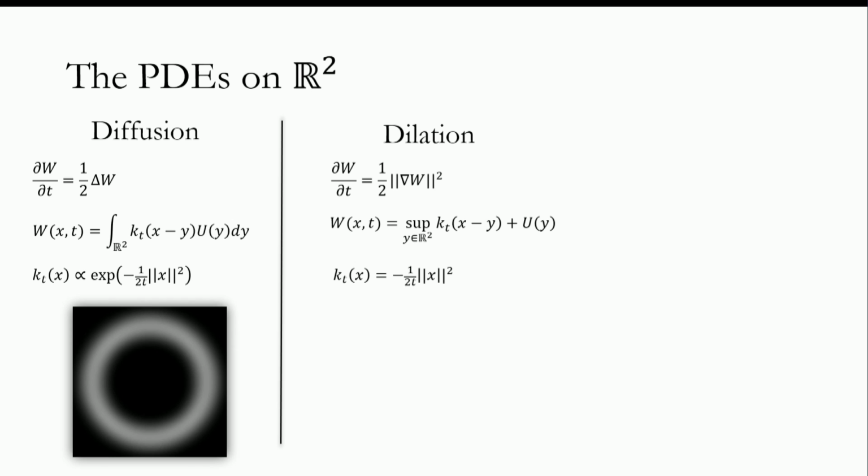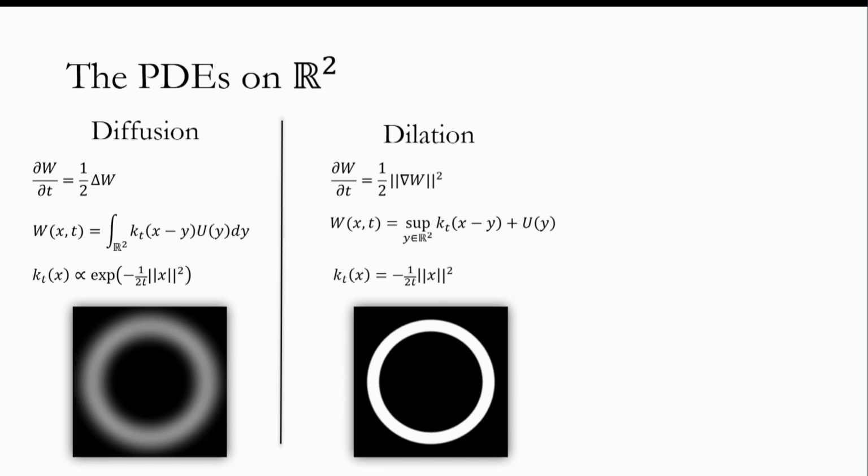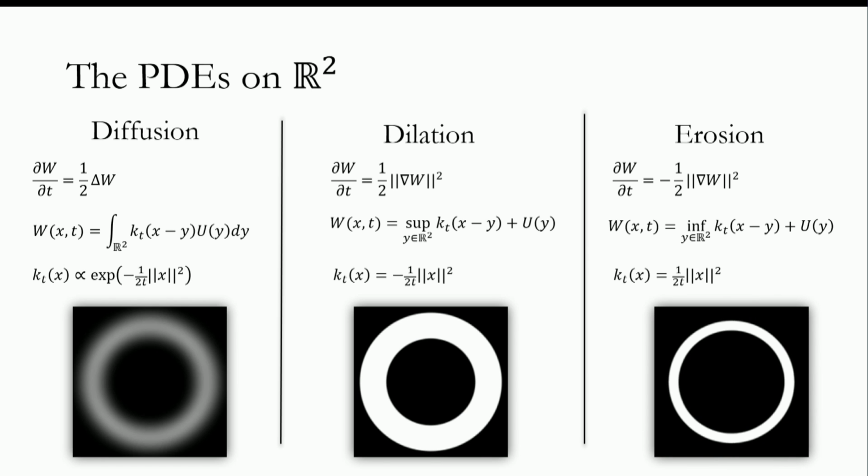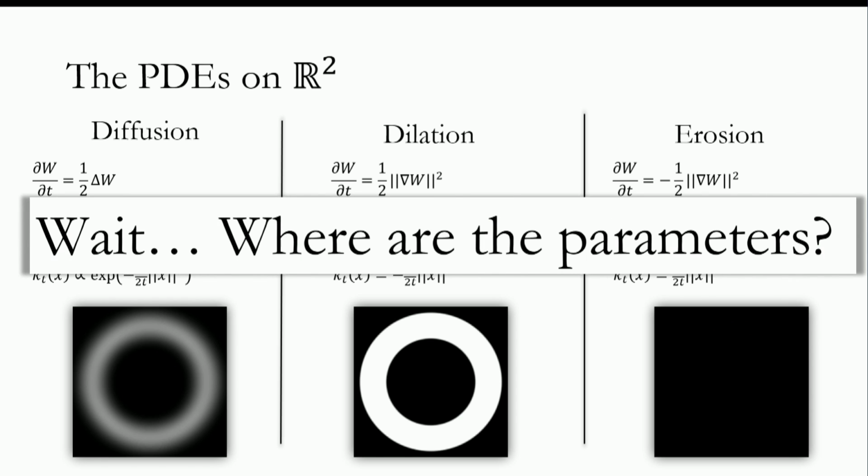So that's the norm squared of the gradient. The solution method is a little different. In this case, it's a morphological convolution. And the kernel looks like that. The PDE looks like this. And there's also erosion, now with a minus sign, and it looks like this. Okay, so these are the PDEs that are used in a PDE-based neural network, but where are the parameters?